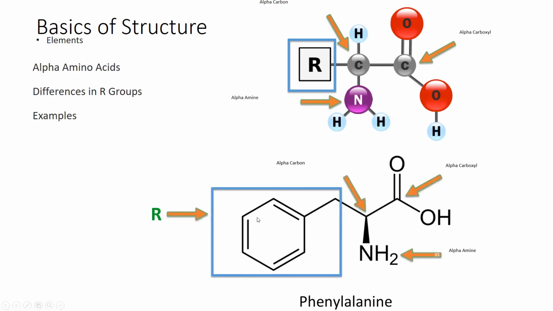Okay. You see, that is our alpha carbon. That's our alpha carboxylic group. And that is our alpha amine. And this is our R group.